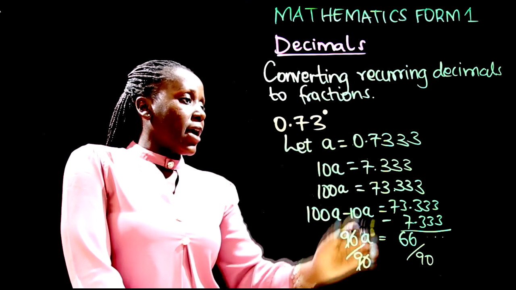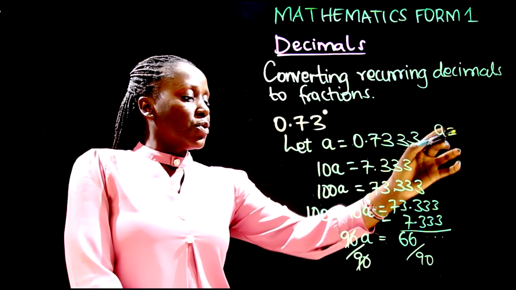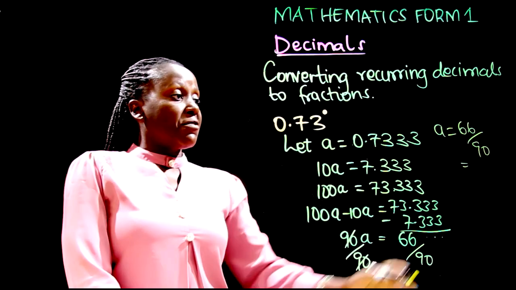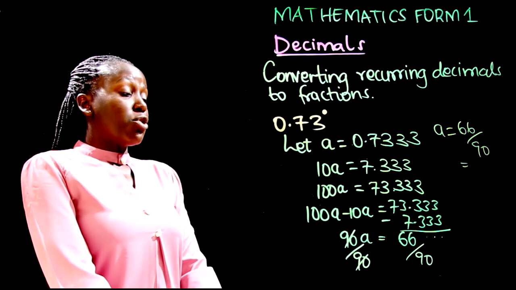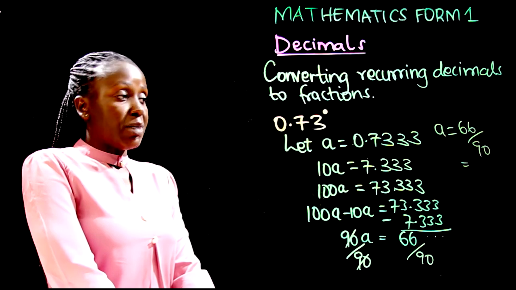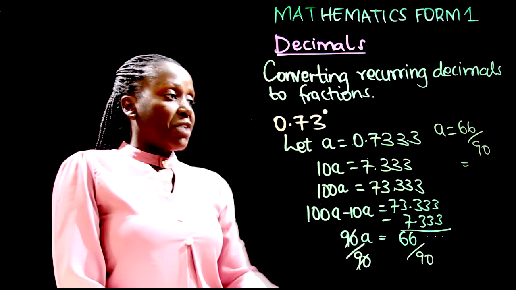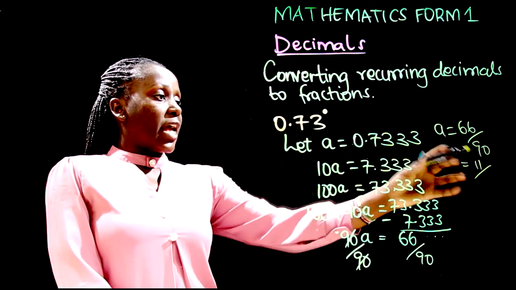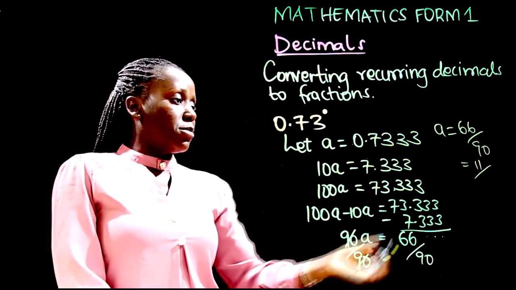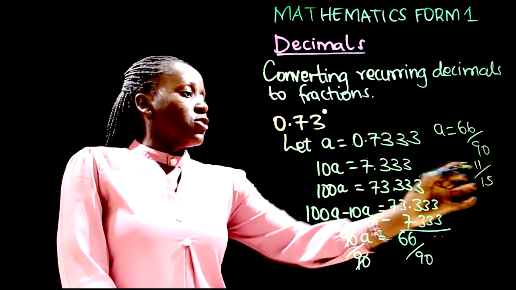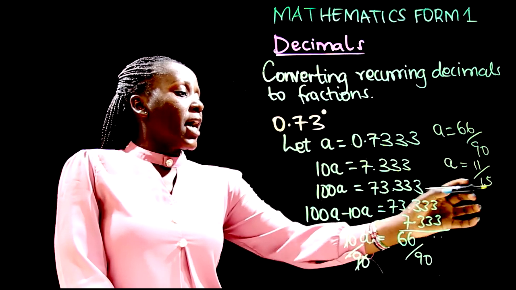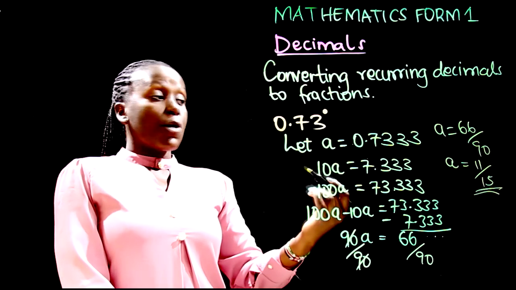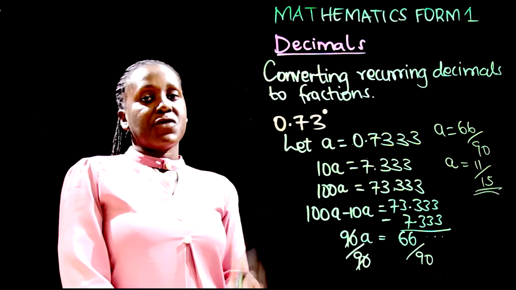Okay? So our a will be equal to 66 over 90. Can we simplify this? Yes. Both of these numbers are divisible by 6. So 66 divided by 6 will be equal to 11, and 90 divided by 6 will be equal to 15. So our recurring decimal, 0.73 recurring, is equal to 11 over 15.